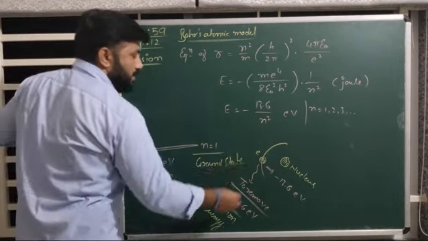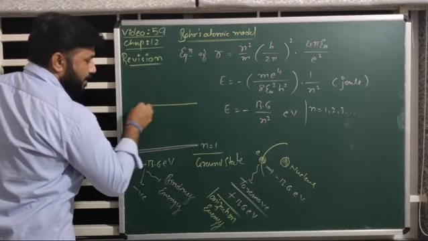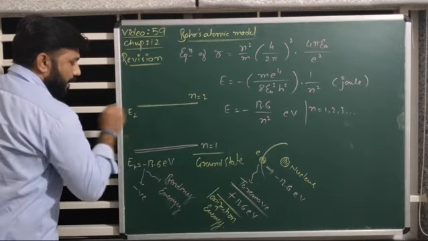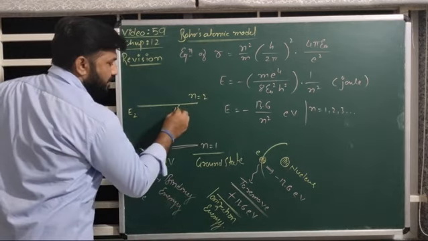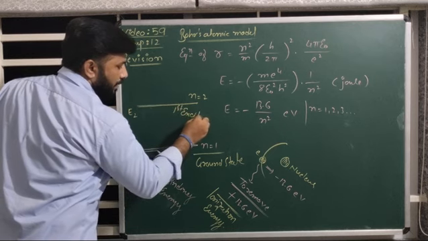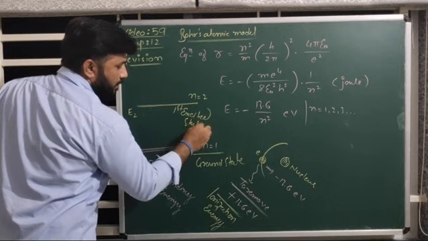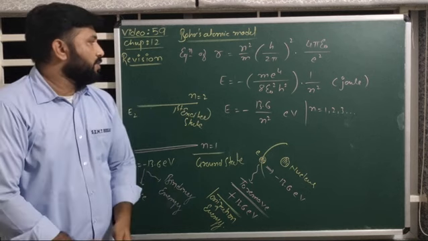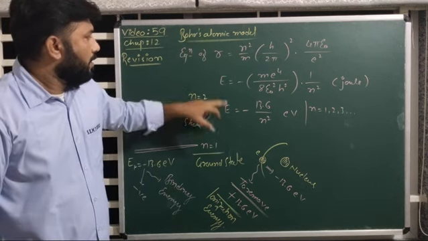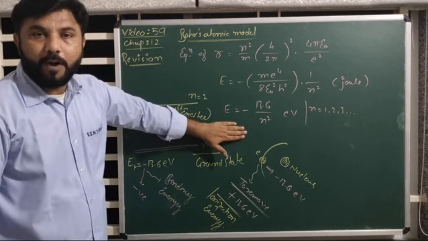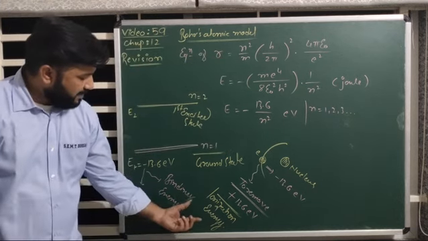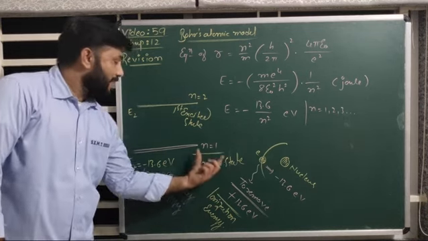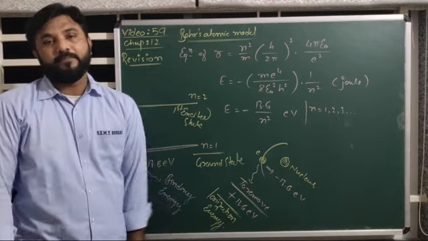Clear? Suppose here if we take n equal to 2, then you will get E2, and this is known as the first excited state. Then put n equal to 3, n equal to 4, and so on. Clear? So these two equations are 2 marks each individually. And there are small definitions about ionization energy, binding energy, ground state, excited state. Clear?